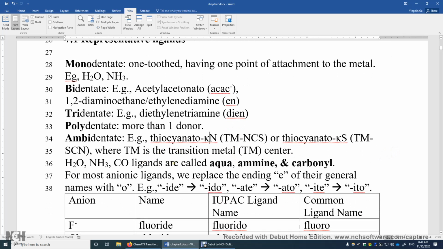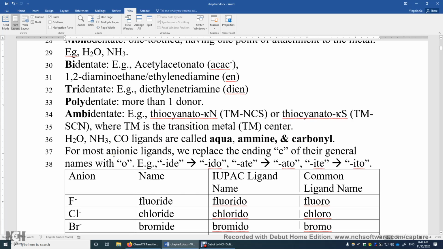Some neutral ligands have special names in transition metal chemistry. Water is not called water in transition metal chemistry as a ligand. Water is called aqua. Ammonia is called ammine. Carbon monoxide is called carbonyl as a ligand in transition metal chemistry.